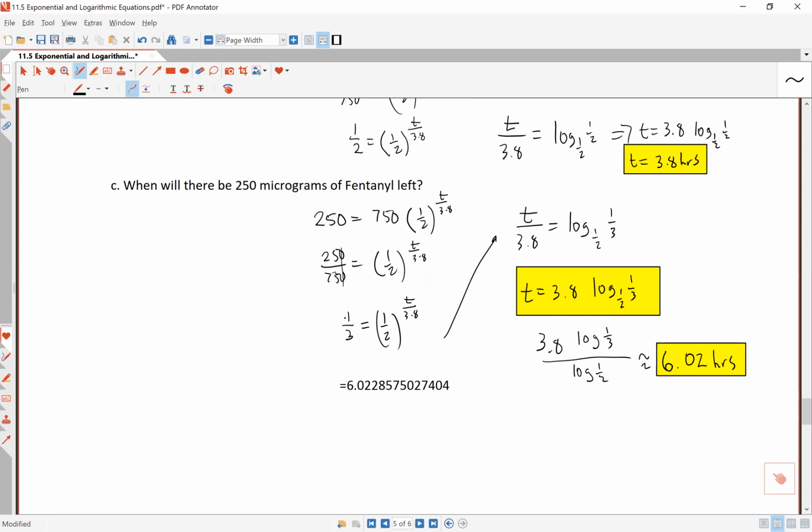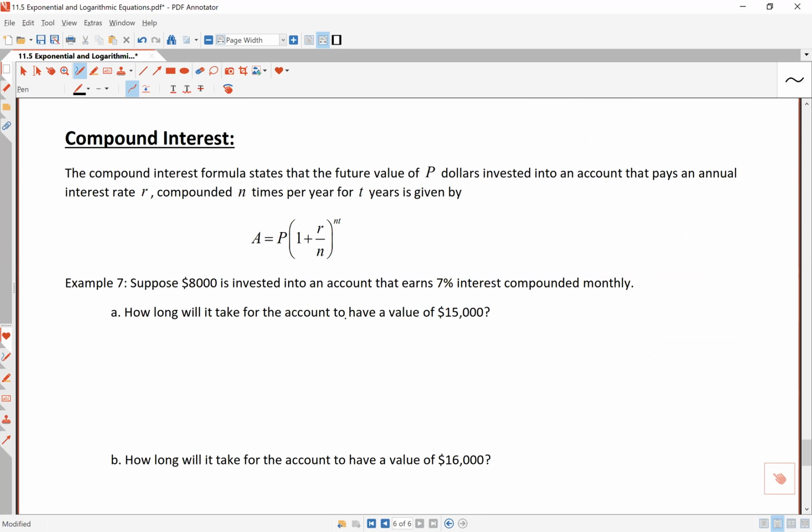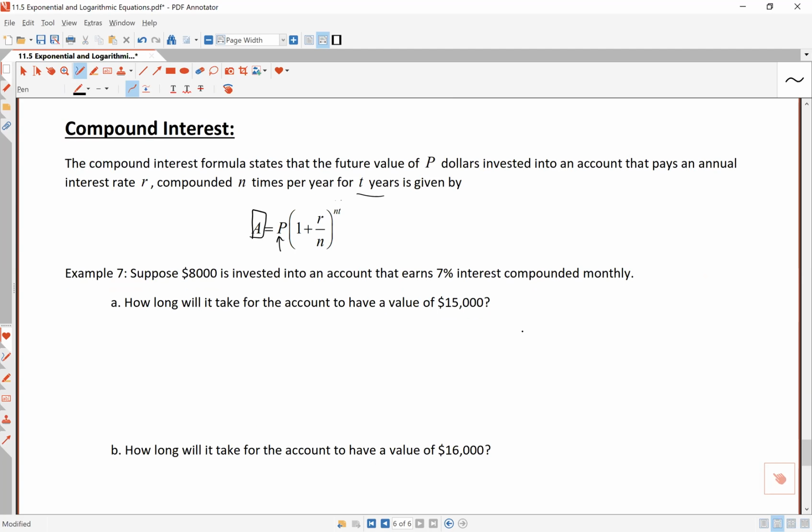And so those are the half-life problems. The next application problem that's fun to do is the compound interest formulas. The compound interest formula states that the future value of P dollars invested into an account that pays an annual interest rate R compounded n times per year for T years is given by A, the future value, equals the principal times 1 plus R over N, where R is the rate and N is the number of compoundings, raised to N times T, the time in years that you let your money work.